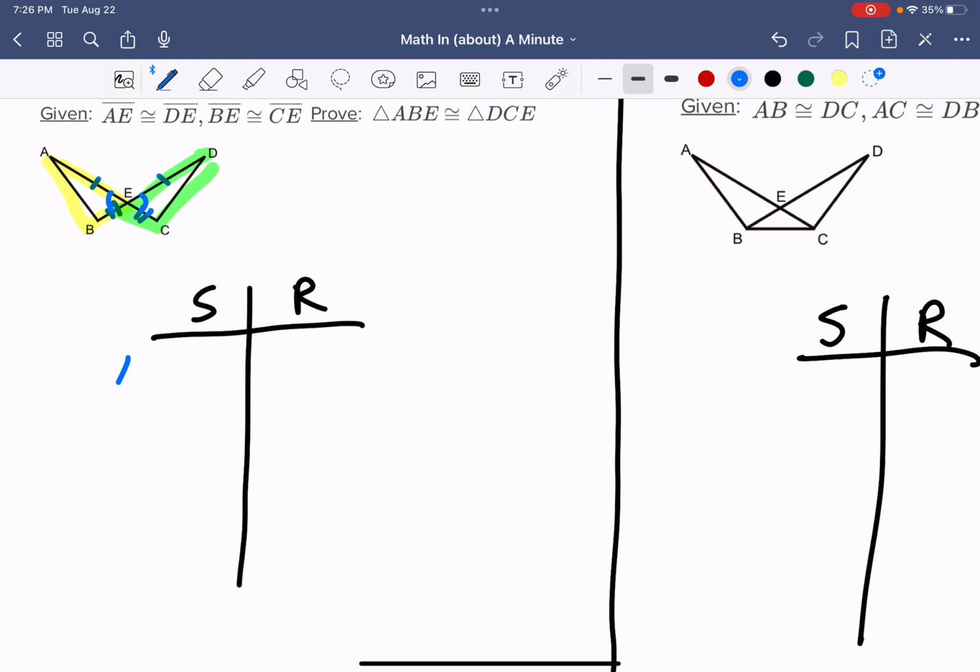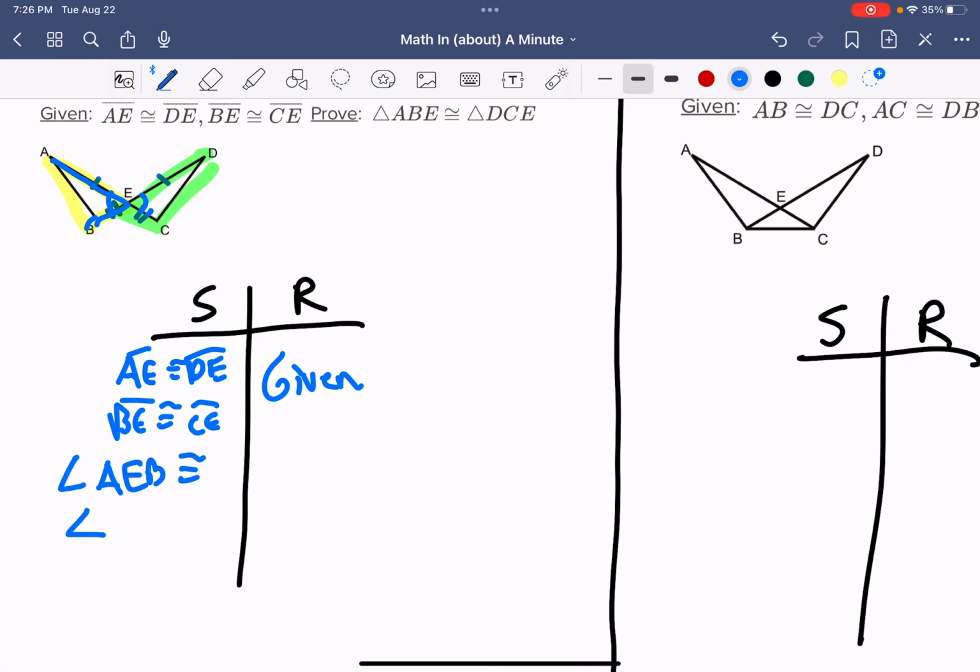So I'm going to go with AE congruent to DE, and BE is congruent to CE. Oops, those are lines. And then my reasoning, it's given. Now, I'm going to go out on a limb and say angle AEB, so this angle right here, is congruent to angle DEC. Why? It's because they are vertical angles.